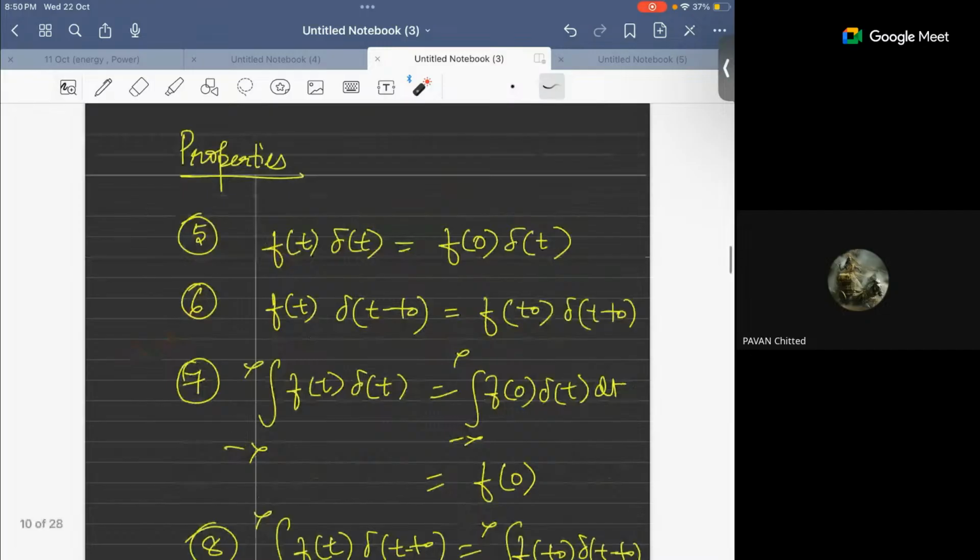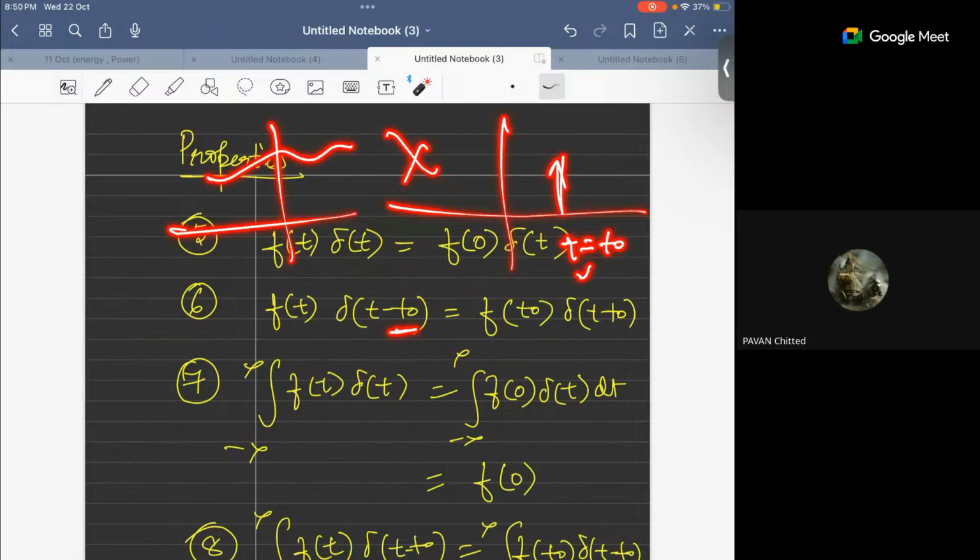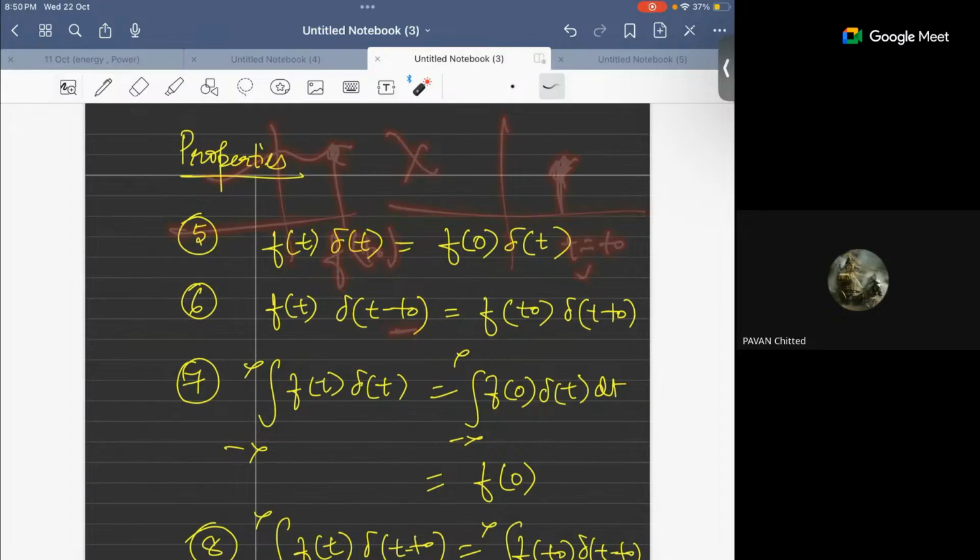Now the sixth property is the same property, you are just shifting the delta function. If you shift the delta function to t naught, the delta function is now represented at t equals t naught. Now if you multiply it with a function f(t), only f(t naught) will be left, and this gets multiplied with the delta function. That's it. So f(t naught) gets multiplied with delta of t minus t naught, because the other part of the function f(t) will be multiplied by 0, since delta is just defined at t naught.